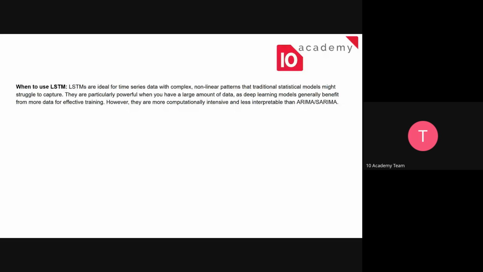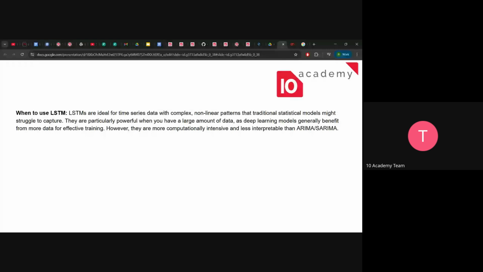They are particularly powerful when you have a large amount of data. This is directly related to deep learning: any type of deep learning model needs a large amount of data, and performs better with more data. So if the time series data is more complex, we will prefer to use LSTM or a deep neural network method to predict the future.